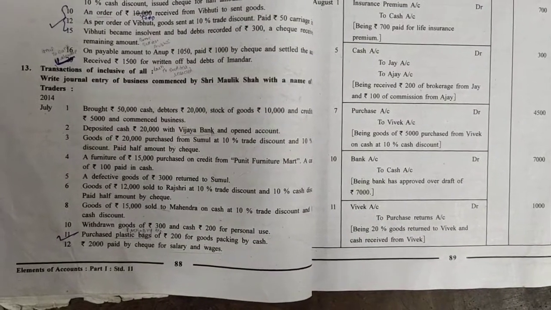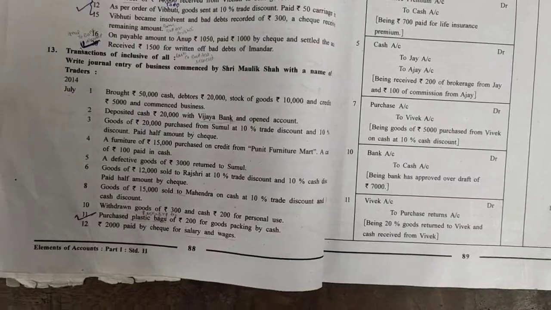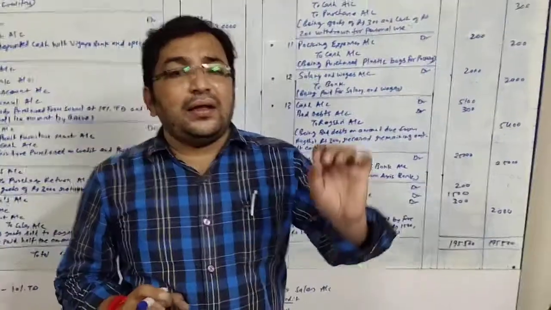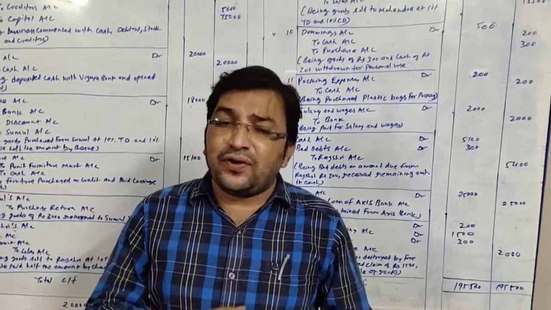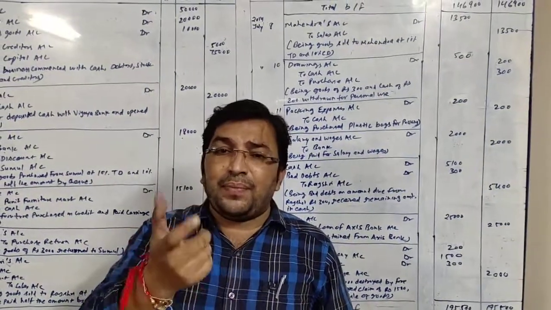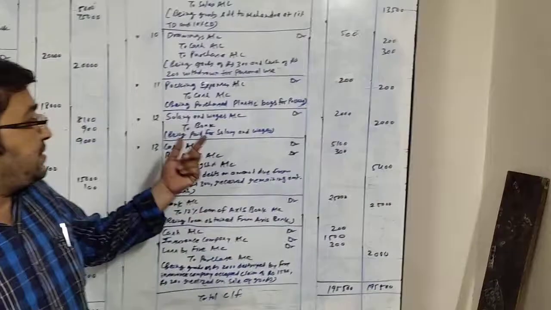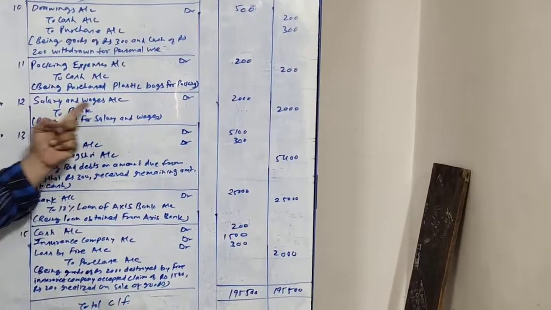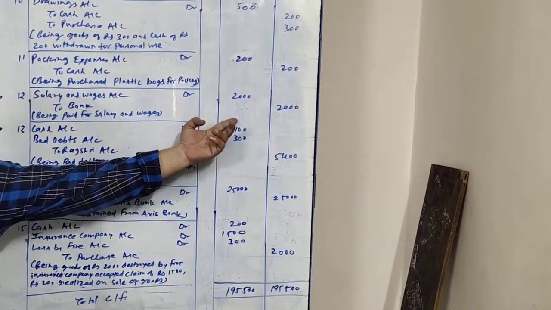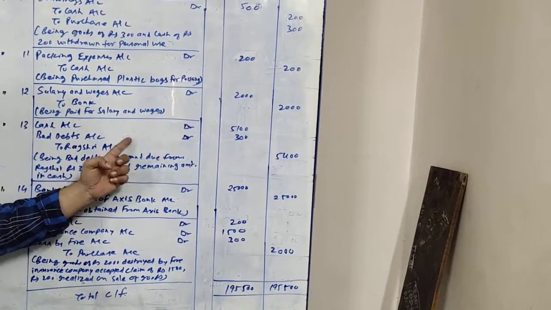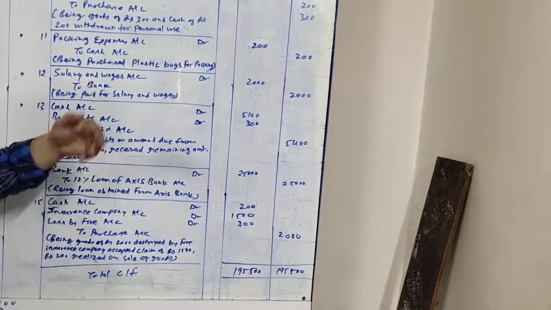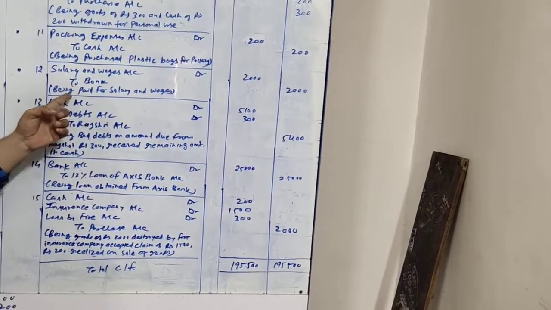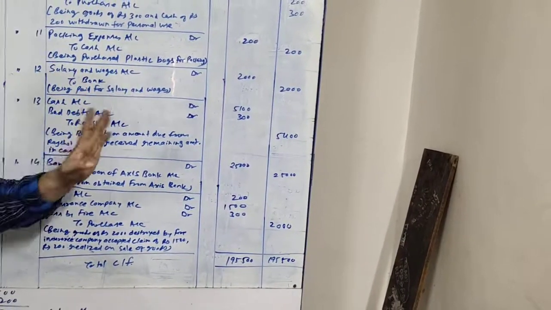Next transaction is on date 12. Rupees 2,000 paid by check for salary and wages. Here they have given us the combined expense, salary and wages. So instead of debiting separately, we will make a combined account, that is salary and wages account. So salary and wages account debit because it is an expense, and check is given against that. So to bank account 2,000. Our bank balance will decrease. Bank is the giver. Being paid salary and wages by check.